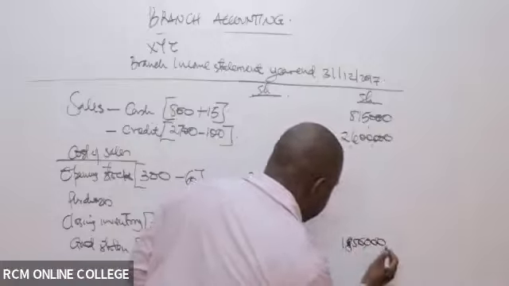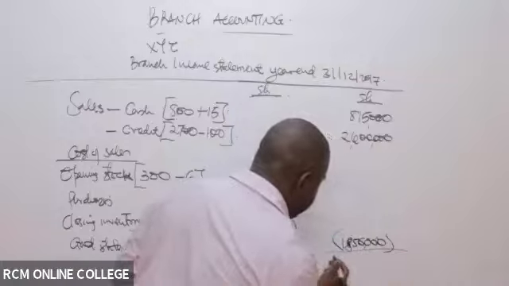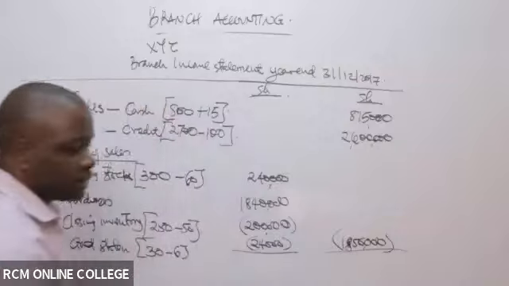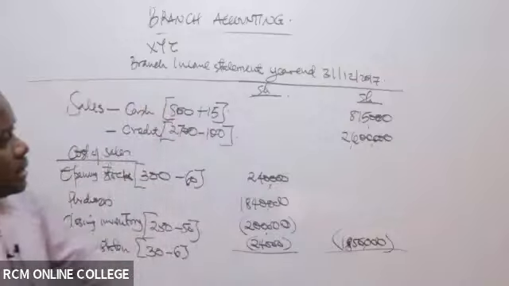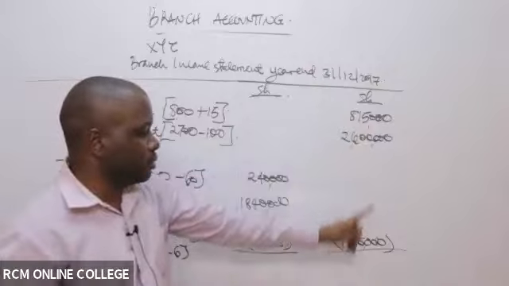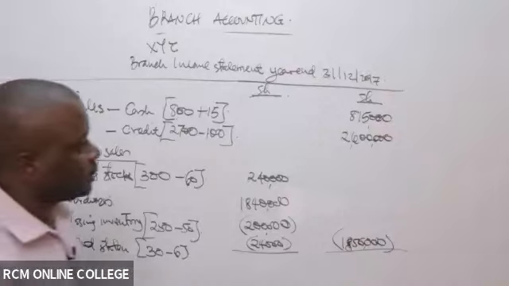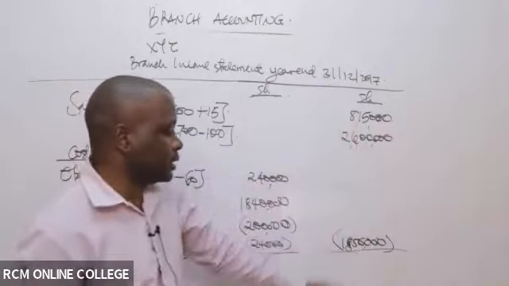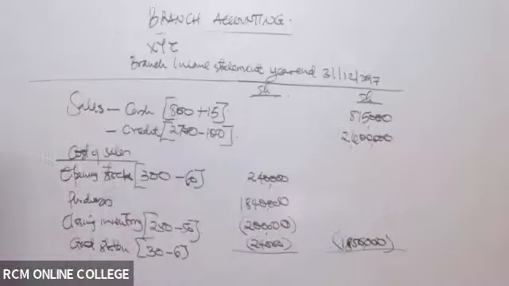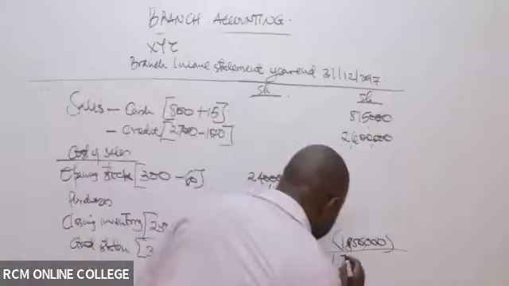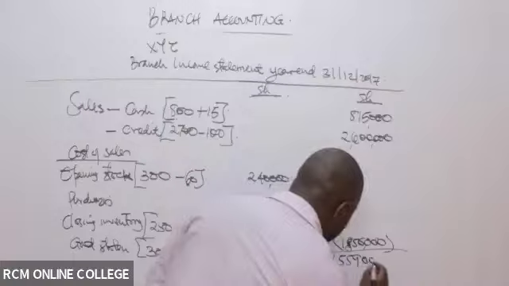So this 1,856,000, you must less from this. If you add these two, then you less this one, what are you getting? Joyce, if you add this and this, then you less this, what are you getting? Hope is saying 1,559,000.